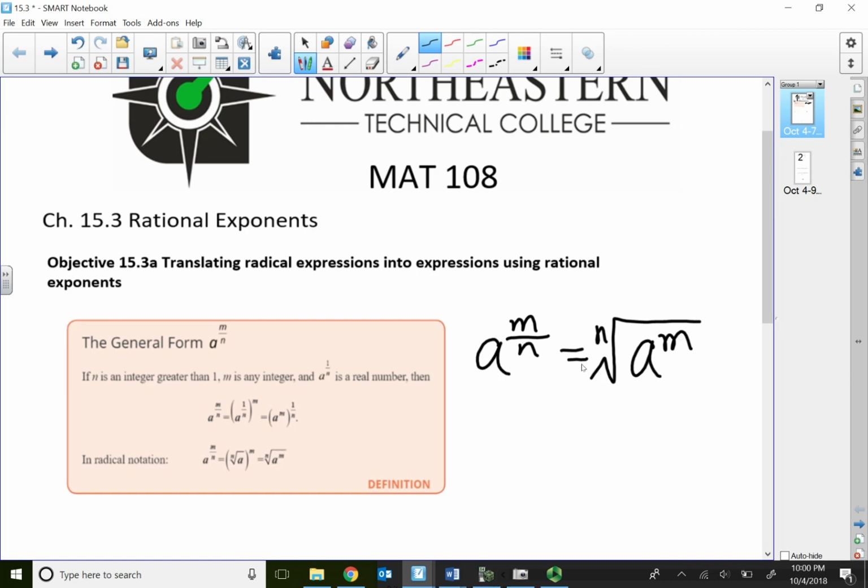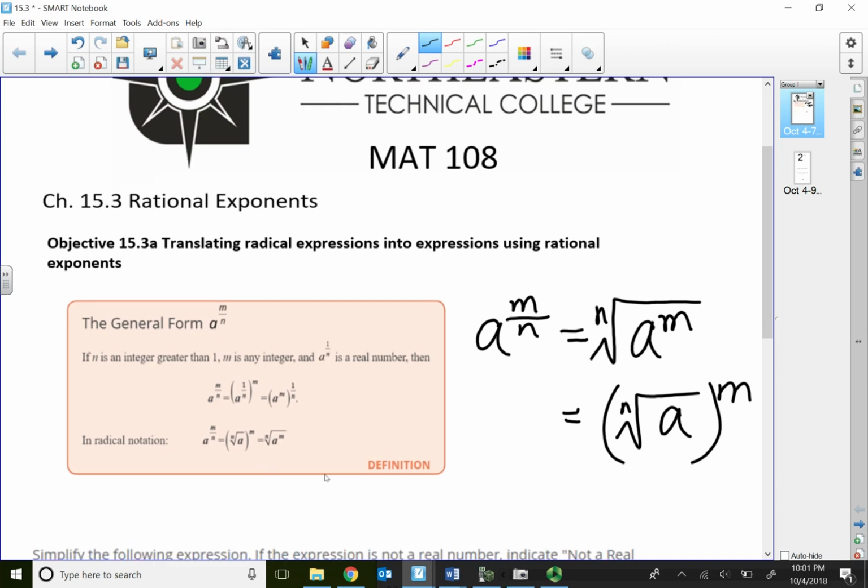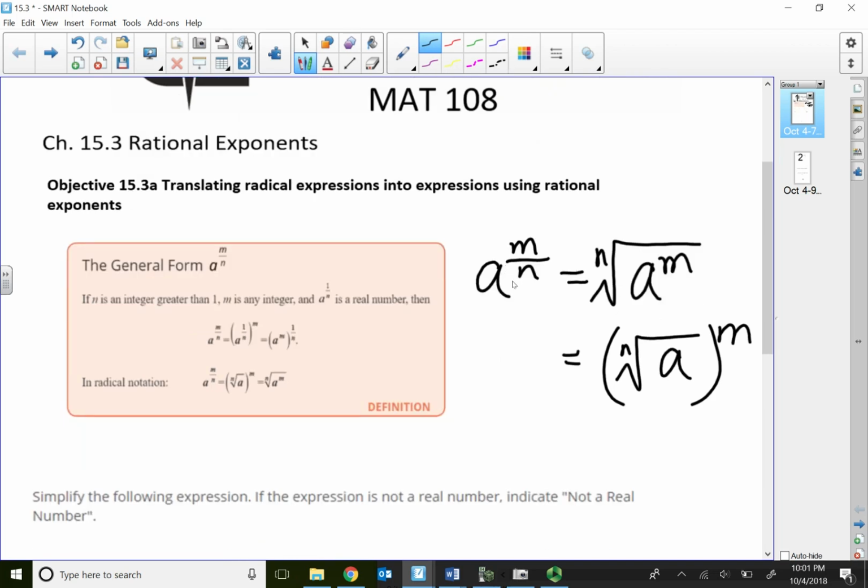The denominator is the root. Another way of writing the same thing is, rather than having the m power on top of the base inside the radical, I can write the numerator m, that power, on the very outside as well, like this. The two are saying exactly the same thing. So basically, a fractional exponent becomes a radical.